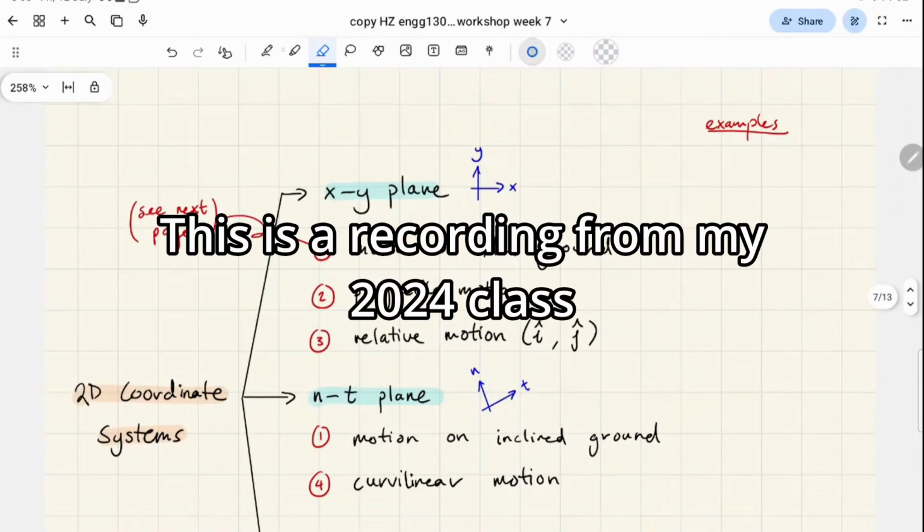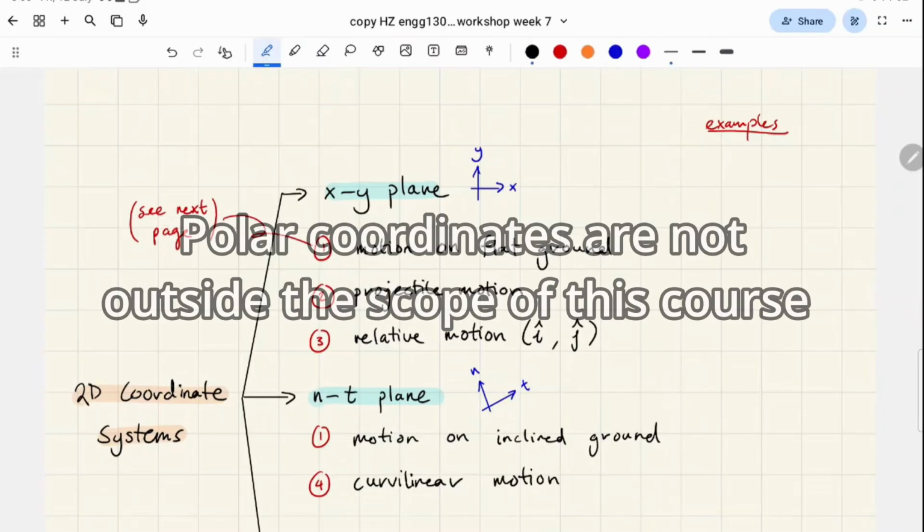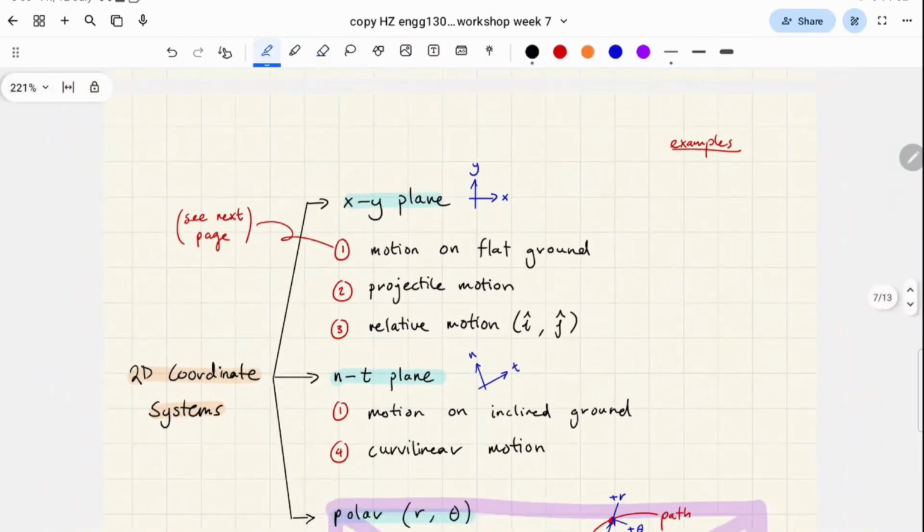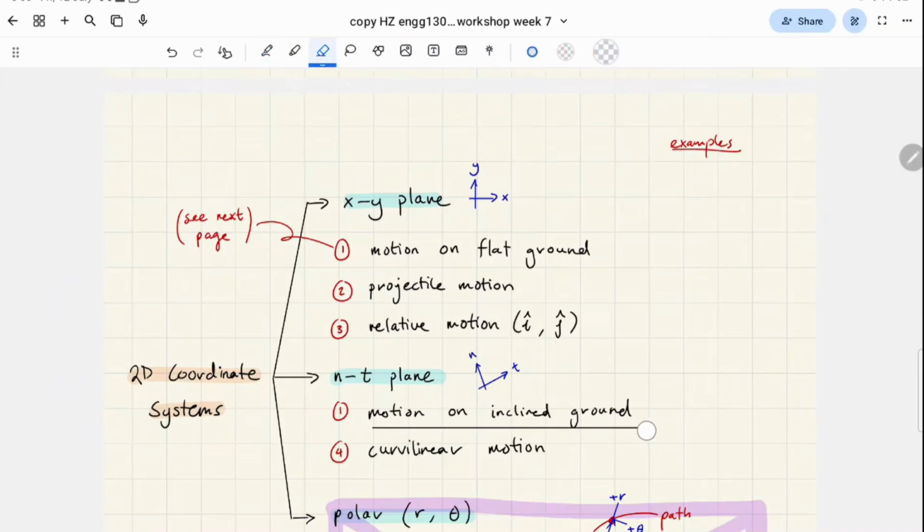All right, basically, in 1300, you're going to see different 2D coordinate systems, and when I'm talking about a 2D coordinate system, I'm talking about something like the XY plane, right? So obviously no third dimension, no Z direction. And you'll also see NT, being the normal tangential plane. The normal tangential plane is useful for when you have motion on inclined ground. So you've seen stuff like that. Oh, actually, I might go through in order.